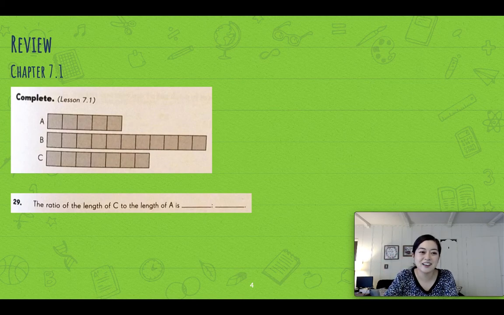Okay, so it says we've got A, B, and C over here. The ratio of the length of C to the length of A is, so we have the order of C to A. So C is 1, 2, 3, 4, 5, 6, 7, and then A is 1, 2, 3, 4, 5. So length of C to length of A tells me the order to put it in, so it's 7 to 5.